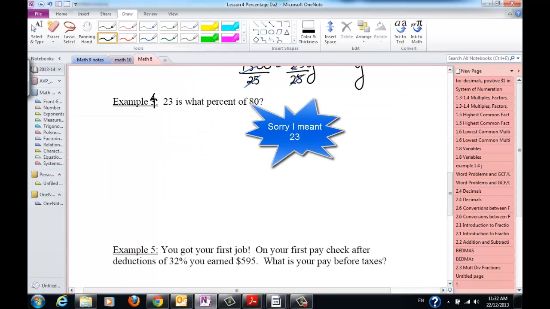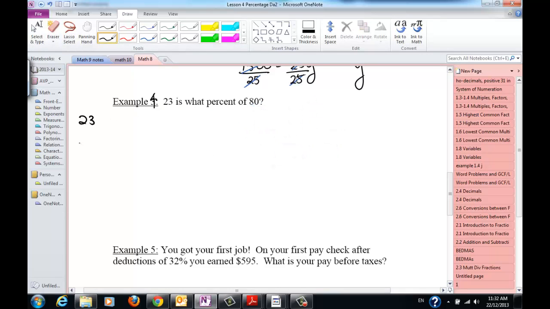28 is what percent of 80? So this is just like yesterday. Okay, so I have 28 and 80 are the two numbers that I'm given. This is my amount, and this is my total. So you could do it exactly like yesterday, or why don't we use the formula that we were doing? So the amount is 28 out of 80, and if I multiply this by 100, I will get the percentage.